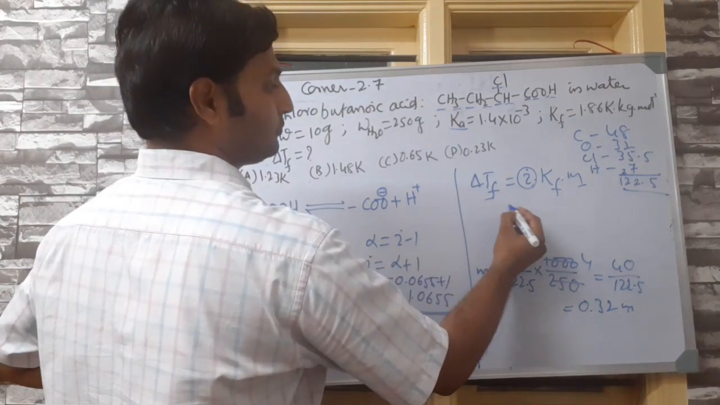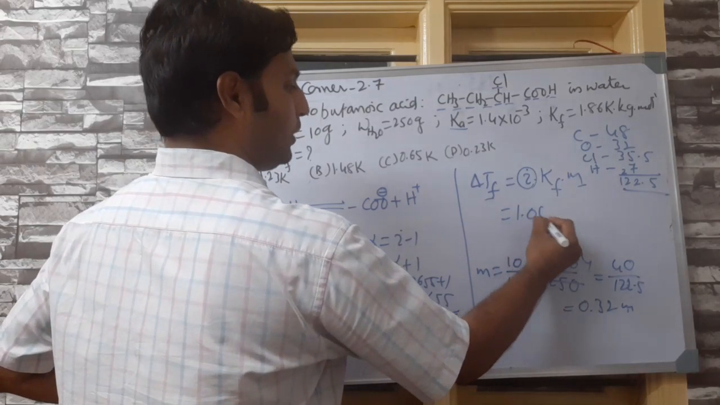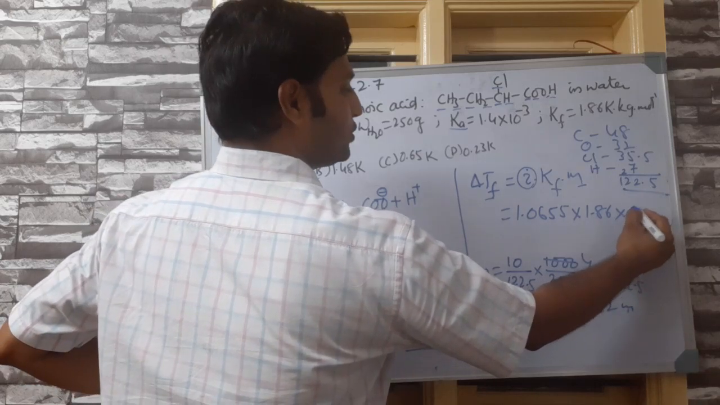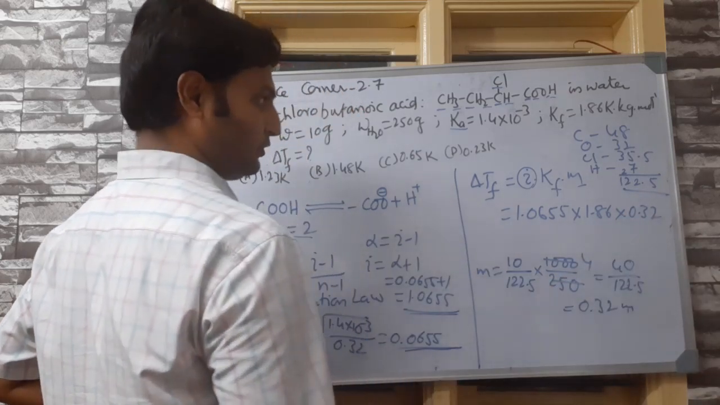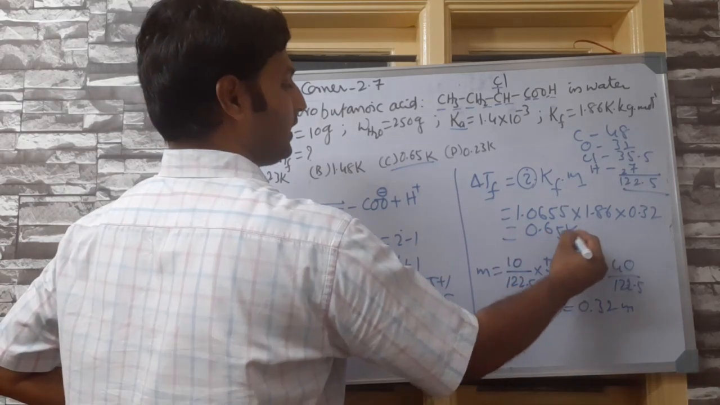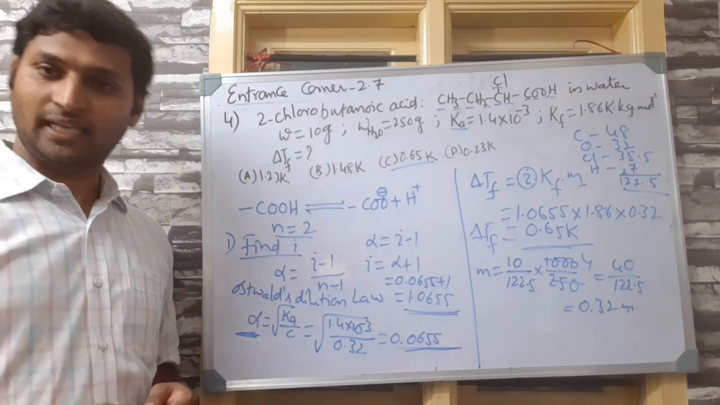Now come here. Molarity we have already calculated, 0.32. So 1.0655 into 1.86 into 0.32 molarity. If you simplify, you will end up getting 0.65 Kelvin as your delta Tf value. Is that clear?